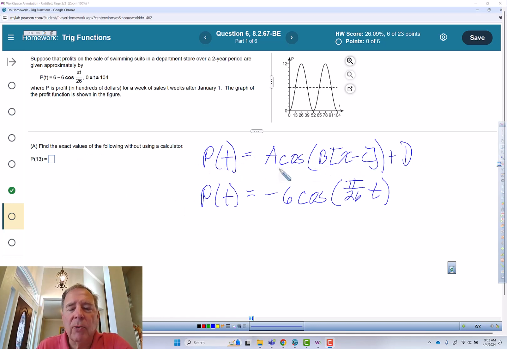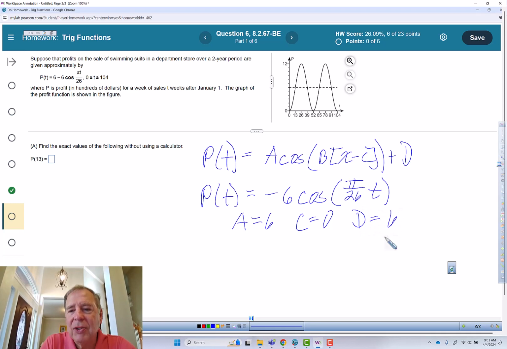So P at t equals the amplitude times the cosine of B times bracket x minus C plus D. A is the amplitude, B determines the period, but it doesn't really have a name. C is the phase shift, the horizontal shift, and D is the vertical shift. So our amplitude is 6, and the negative here is a reflection over the x-axis. There is no phase shift, and D is 6.